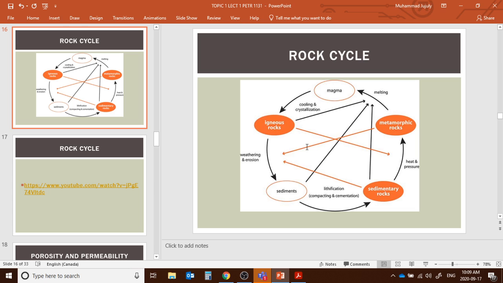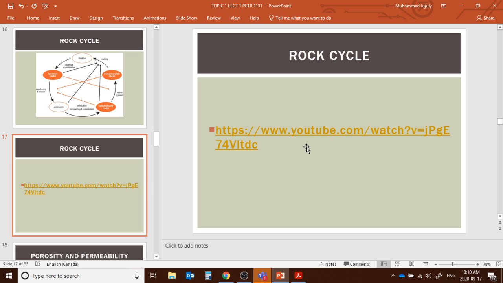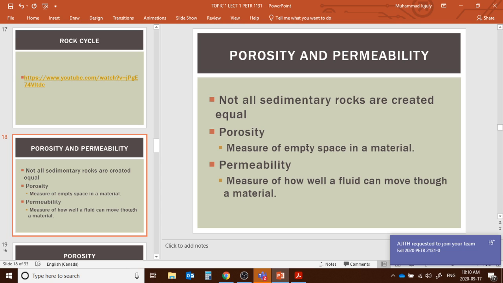Now there are some characteristics of the rock we need to know before, I mean, we talk a little bit more about sedimentary rock. Two important characteristics of the sedimentary rock: number one is porosity, and number two is permeability. So what is porosity? Pore, or the porosity, means having pores.